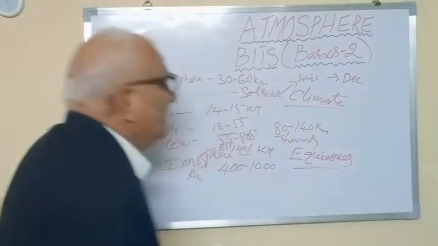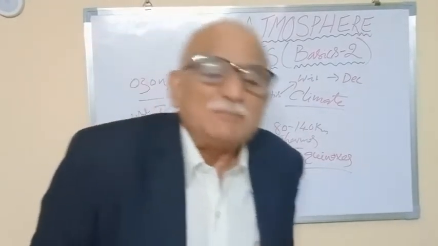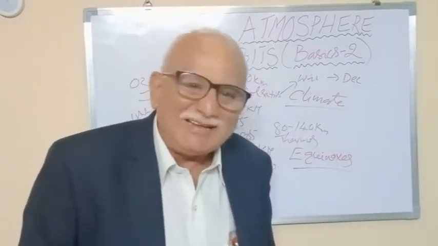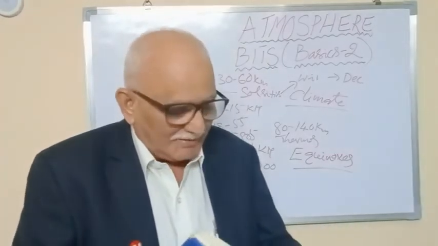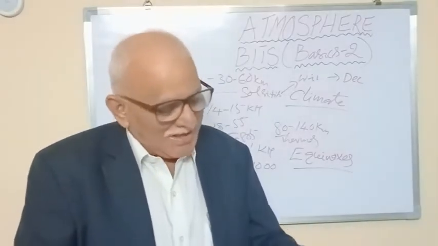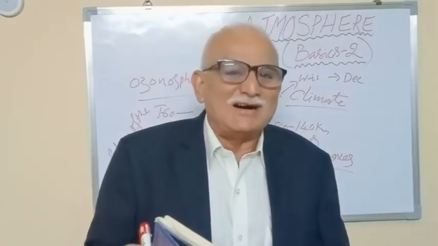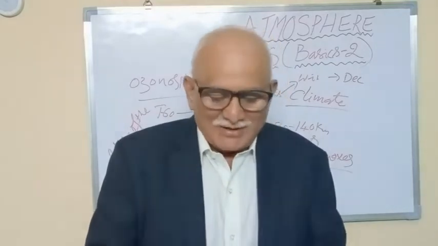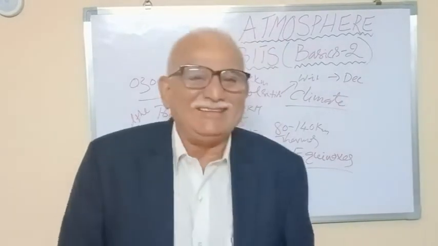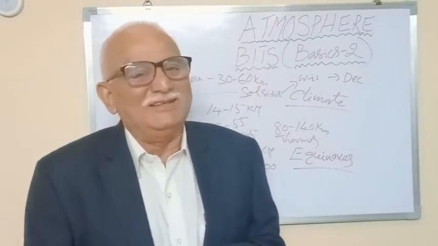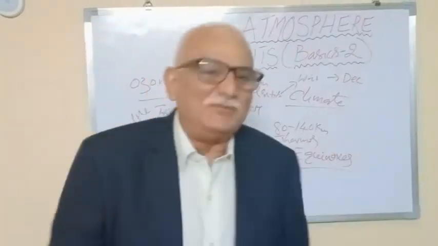E-Q-U-I-N-O-X-E-S, equinoxes. Of course, the equinoxes are two: March 21st, the spring equinox, and the autumn equinox, which we get on 22nd December. Of course, the 4 seasons, spring, summer, autumn and winter, are the most common seasons in any country or region. So these are the most possible bits to appear in atmosphere bits basics 2. Thanking you for your patience.